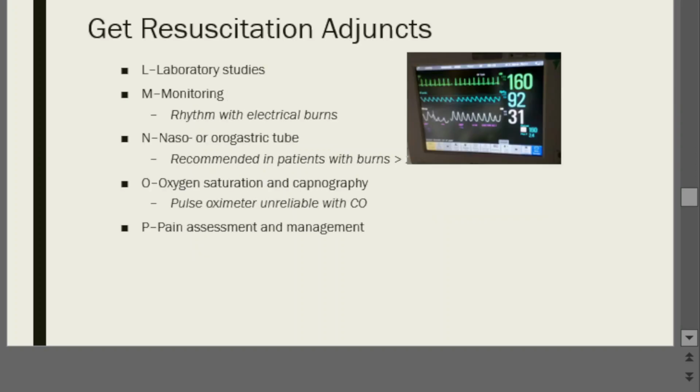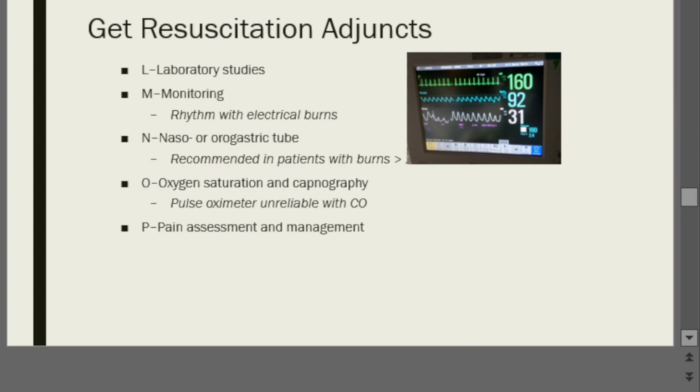And then as far as G goes, that's our GIT resuscitation adjuncts or gadgets, however you want to call that. We're going to do some laboratory studies. We're going to anticipate that the patient will have an arterial blood gas and keep a good note of their oxygen content and their carbon dioxide levels, or end-tidal CO2 monitoring is great for that, and they're going to check the carboxyhemoglobin there. As far as monitoring goes, we're going to continuously monitor these patients on the cardiac monitor. We're going to note any dysrhythmias, especially with electrical burns. They can have some rhythm issues.